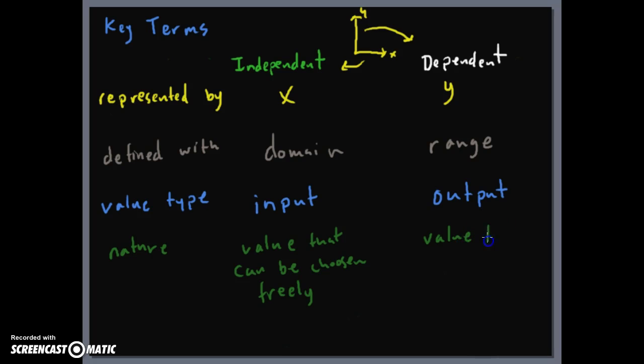So this is a value that depends on another value. Obviously, the independent. So these are four different ways of thinking about the two. So let's go ahead and get into some examples today.